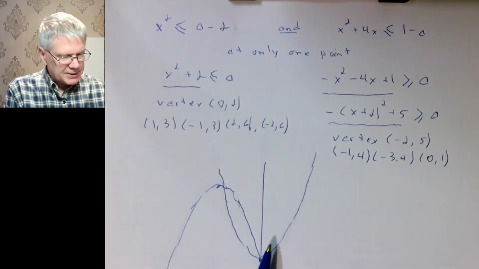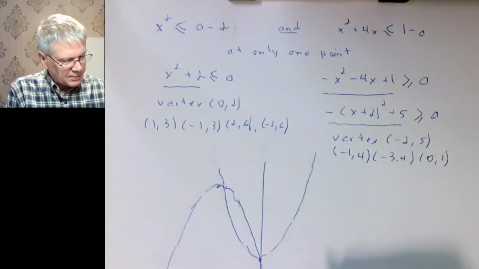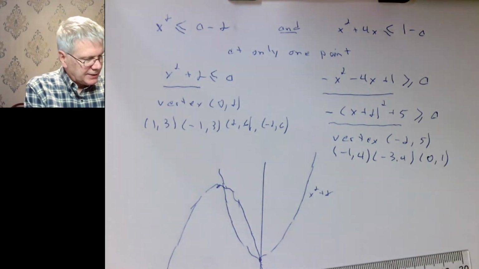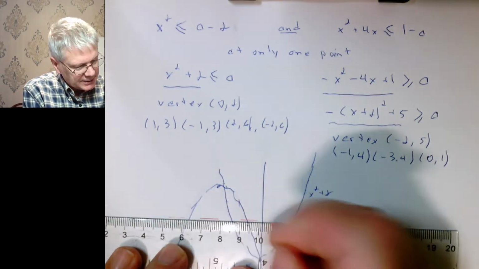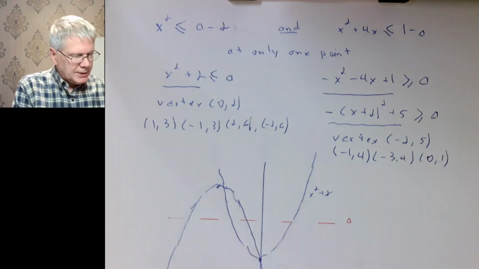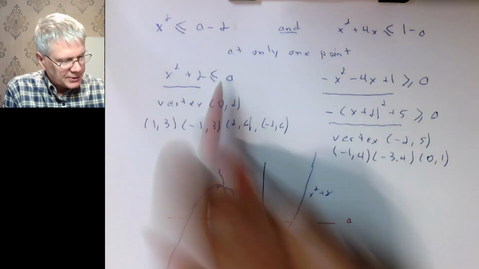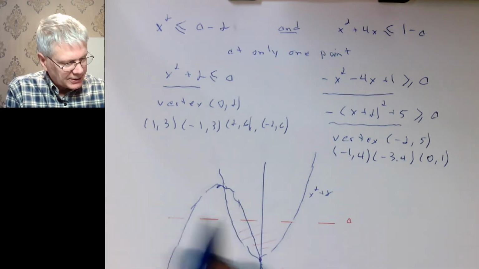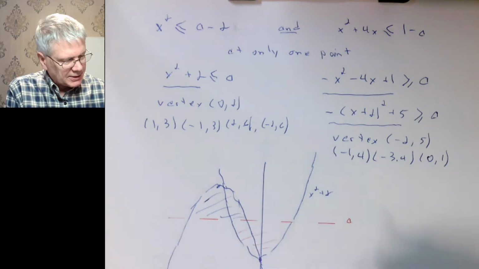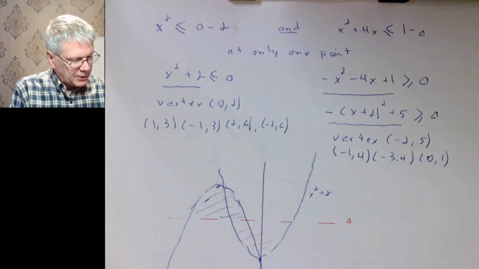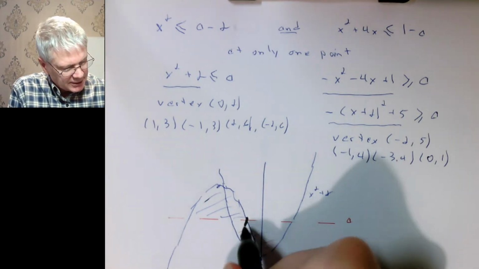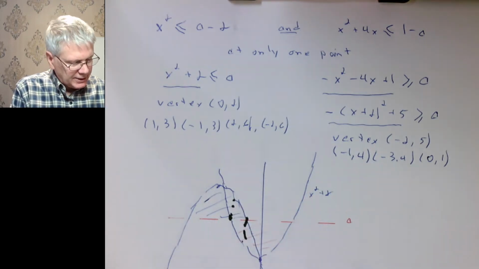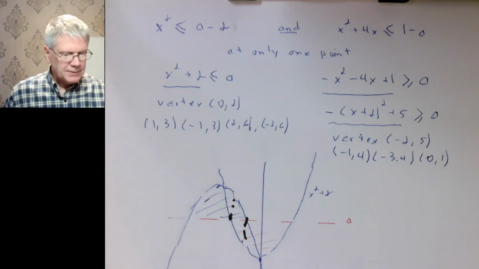So these are the two parabolas, and I want to know where x squared plus 2 is less than a, or where this one is greater than a. So let's just make an arbitrary a here. So here's a, some value a. I want to know where this one is less than a. That's this part down here. And I want to know where this one is greater than a, which is up here. And where they are both true is going to be from here to here. In that region there, both of those inequalities are true.